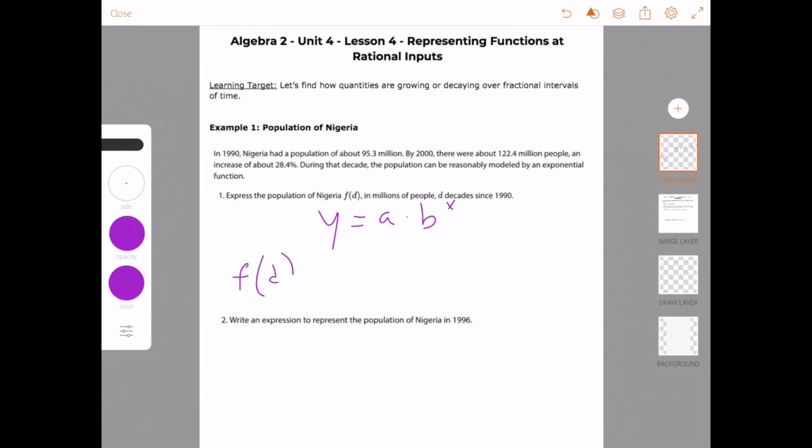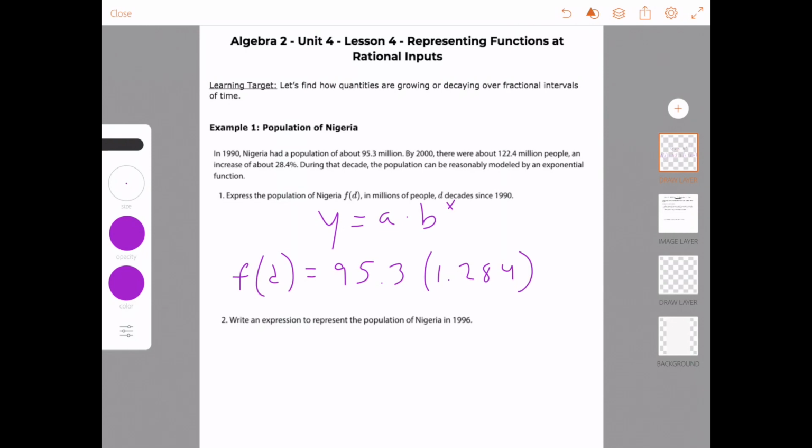So we write f of d, that's f of decades, which is going to be our time unit, equals our a value, which is the initial population. It's going to be 95.3, because remember we're talking in terms of millions. Now for our b value, which is the rate of change, we know this is an exponential growth equation because the population is increasing. So we're going to have 1.284, 28.4 being the percentage of growth every decade.